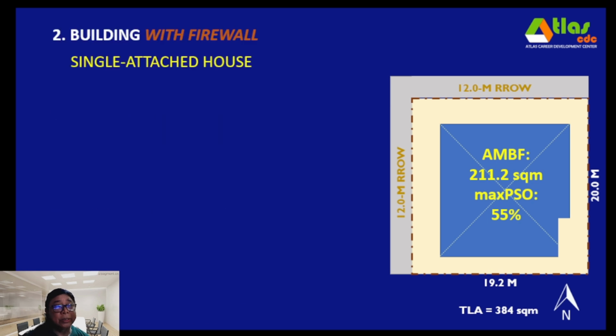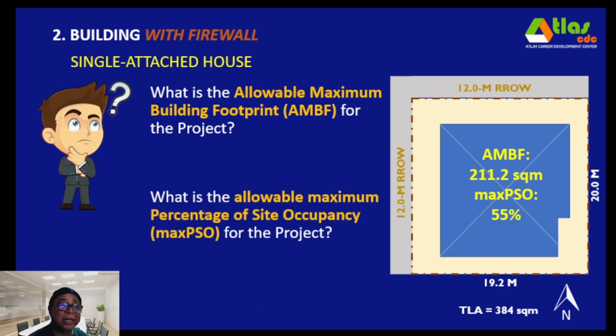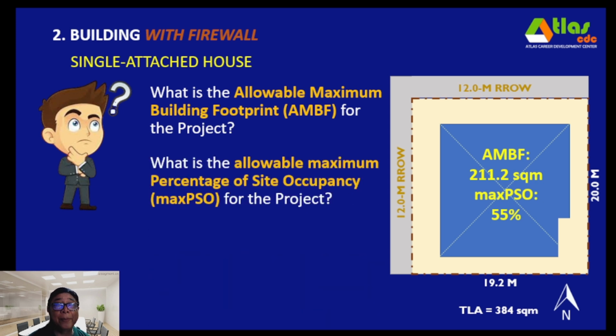So let us now go into the second option if we are going to have a building with firewall. So it means now that we are going to have a single attached house. Here we first compute for the allowable maximum building footprint and the allowable maximum PSO for the project if the building will have a firewall or a single attached house.